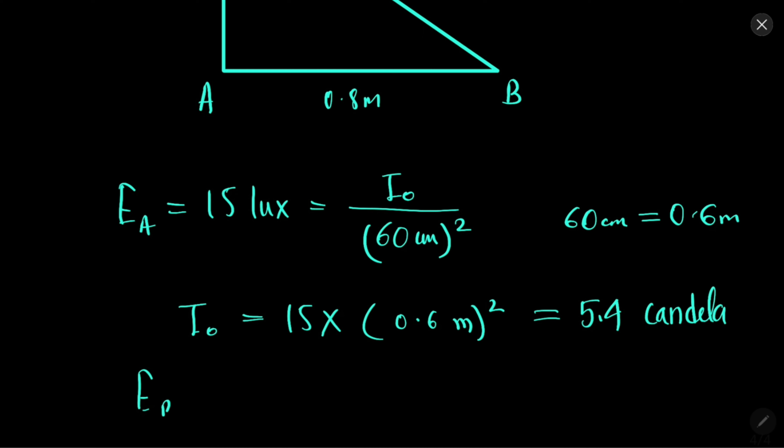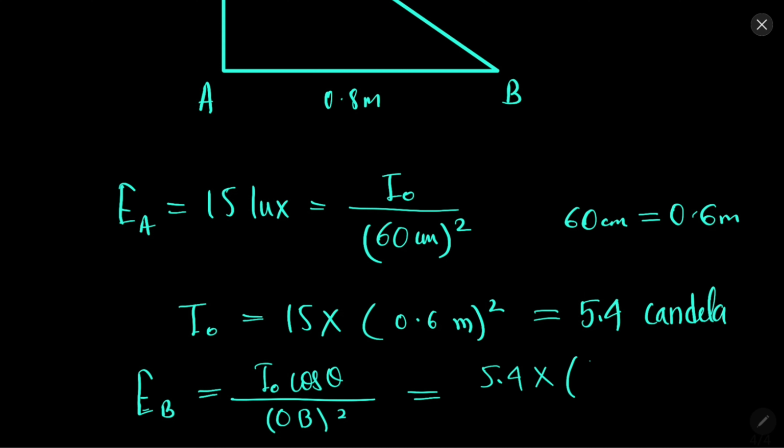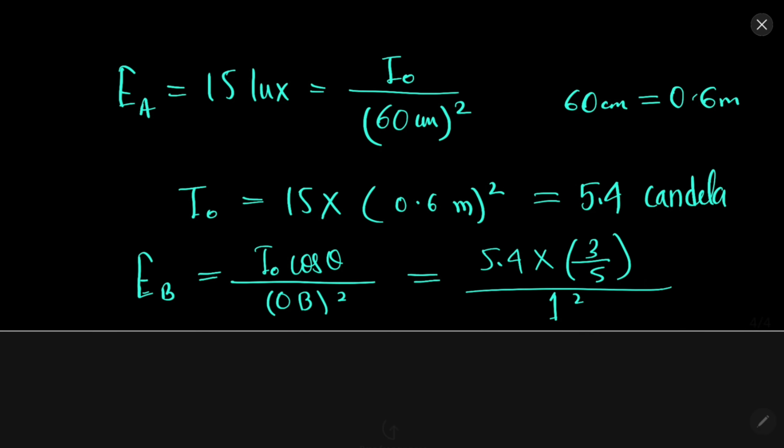Now EB will be equal to I naught cos theta over OB square, so which will be 5.4 into 3 by 5 over 1 square. So from here EB will come out to be 3.24 lux.